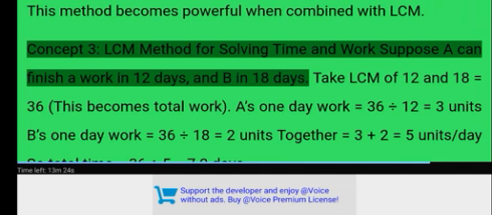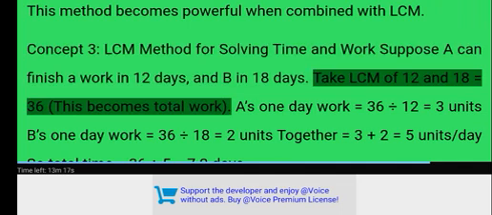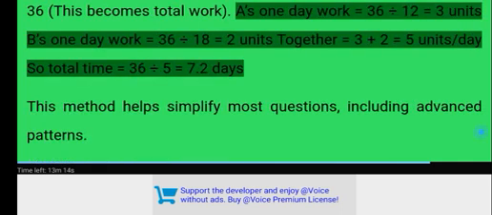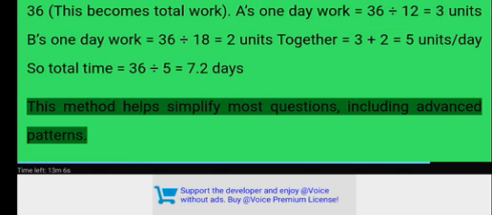Concept 3. LCM method for solving time and work. Suppose A can finish a work in 12 days, and B in 18 days. Take LCM of 12 and 18 equals 36, this becomes total work. A's 1 day work equals 36 divided by 12 equals 3 units. B's 1 day work equals 36 divided by 18 equals 2 units. Together equals 3 plus 2 equals 5 units per day. So total time equals 36 divided by 5 equals 7.2 days. This method helps simplify most questions, including advanced patterns.